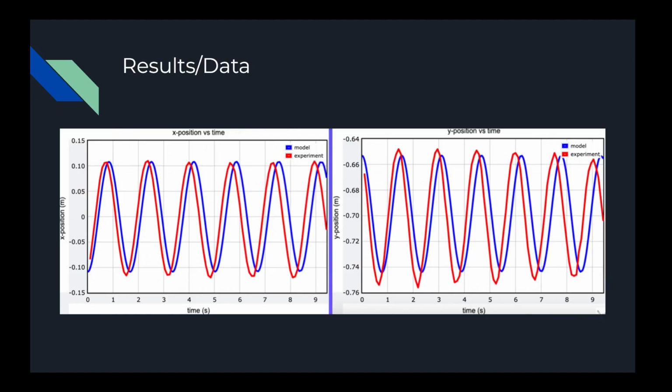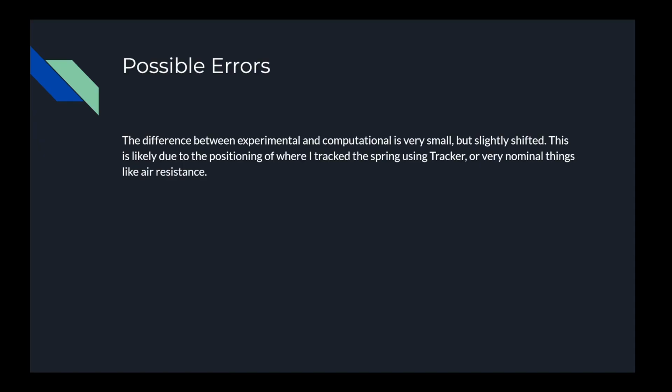With these graphs, we can see that the experimental and computational models of the system are extremely similar, where the experimental model is slightly shifted in the x and y positions. The difference between experimental and computational is very small, but slightly shifted. It's likely due to the positioning of where I tracked the spring using tracker, or very nominal things like air resistance that would change the time.